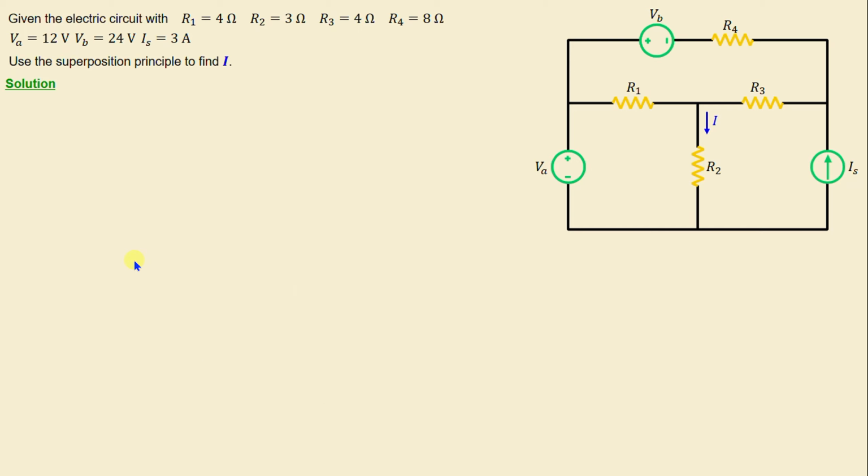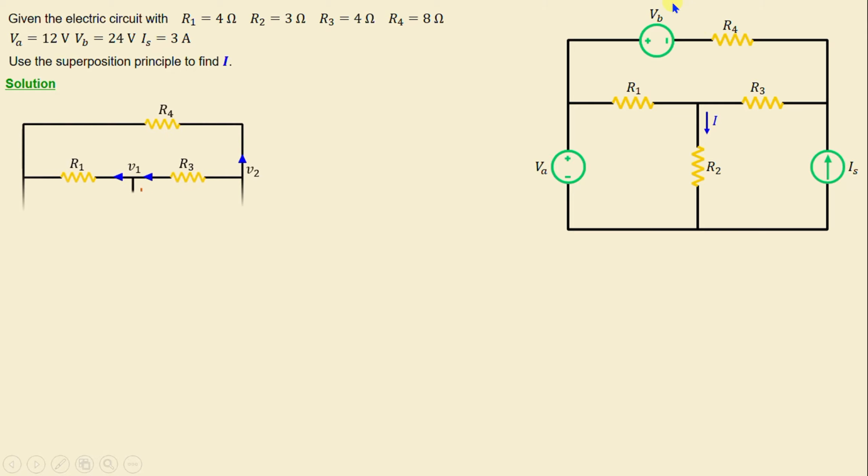Let's move on now. We will consider the independent current source IS active, and the independent voltage sources VA and VB inactive, which will be replaced by a short circuit. In order to calculate the current I3, I will apply the nodal analysis method.